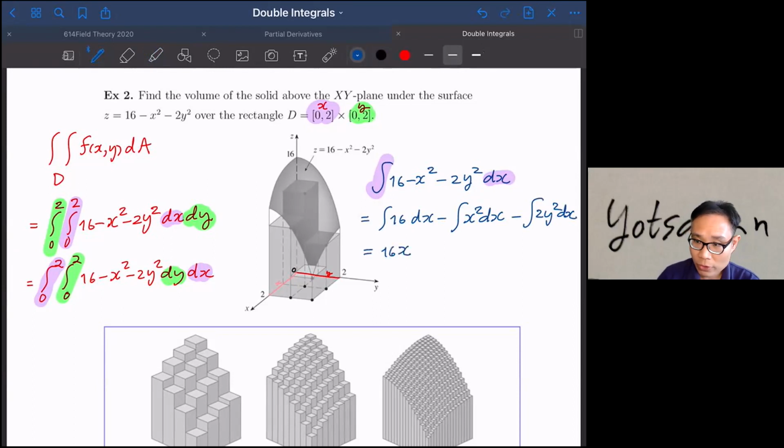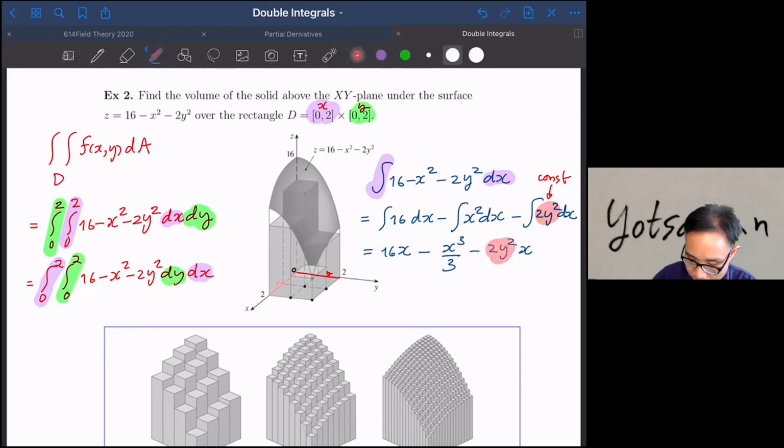Okay, because of the constant multiple. And for this one, integrate x squared dx, so it's going to be x to the third over 3. And for the final one, you have 2y squared dx. So this guy is another fancy constant. So I have minus 2y squared times x. And this one will be your integral.